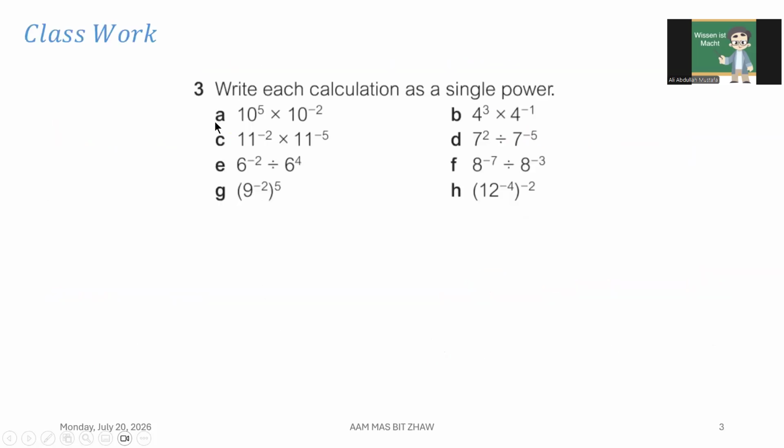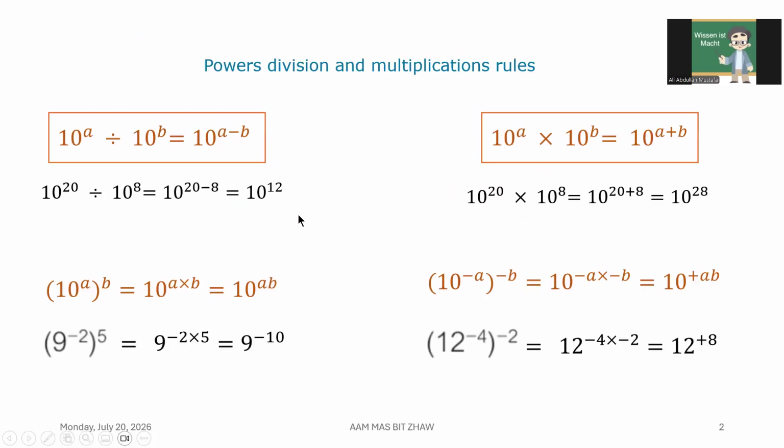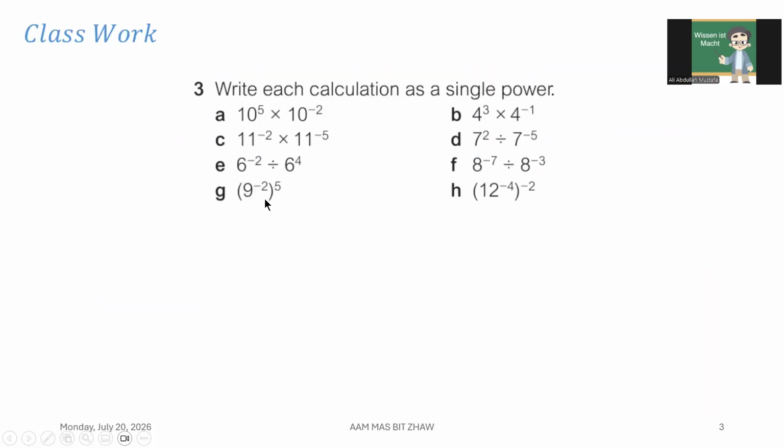And this is the small practice. Write each as a single power. We have 10 to the power 5. We have here multiplication, so we add the powers, and we have divisions, so we subtract the powers. In this case, we are speaking now about this rule, 10 to the power A to the power B, which means that one and that one. We have done them already. Try to do them yourself before you check the answers here downstairs.